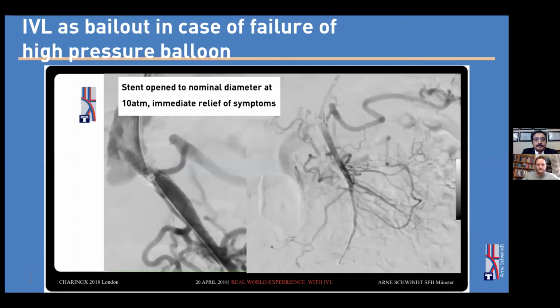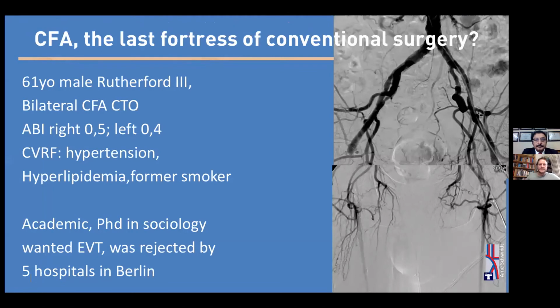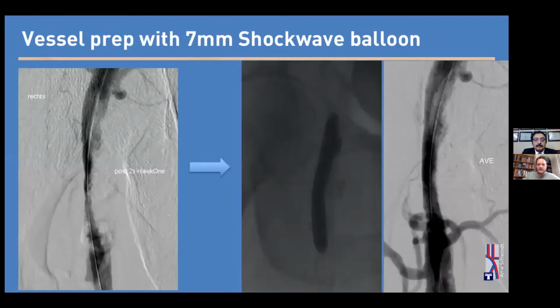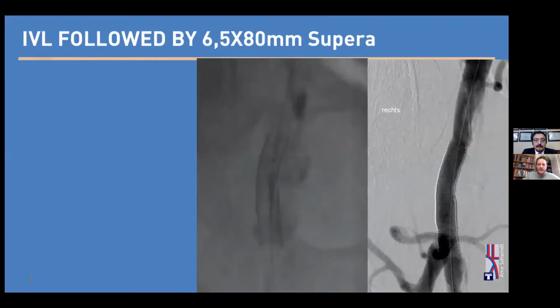Where else can we use this? The CFA, the last fortress of conventional surgery. Here we have a 61-year-old academic with bilateral common femoral occlusion, and his time plan did not allow him to have open surgery. So he traveled to Münster for treatment. We recanalized this in an antegrade-retrograde rendezvous technique, puncturing the SFA and coming crossover. Atherectomy failed on this one, but lithotripsy was able to open the vessel. Then we finished with a woven stent to create a lumen.